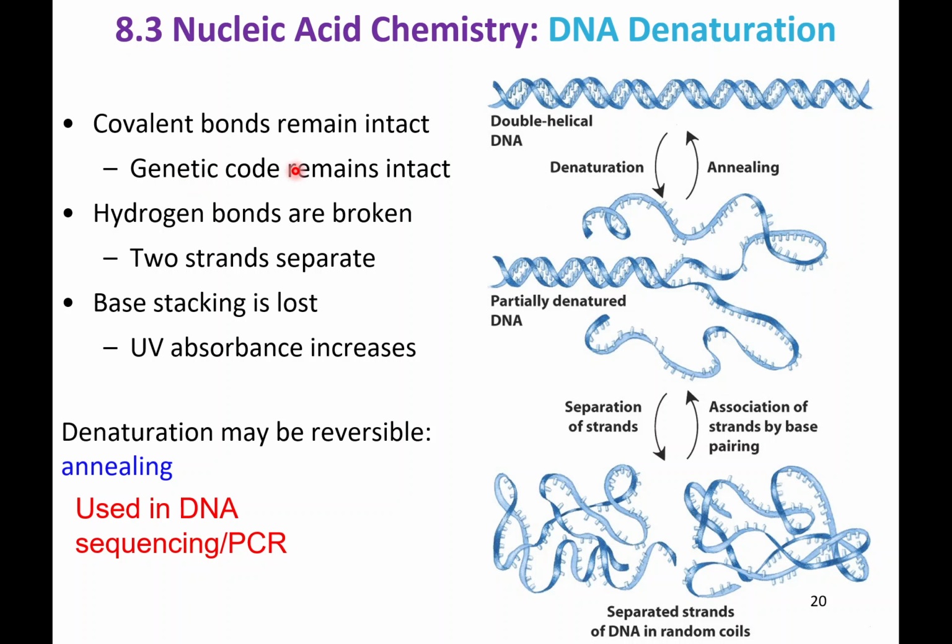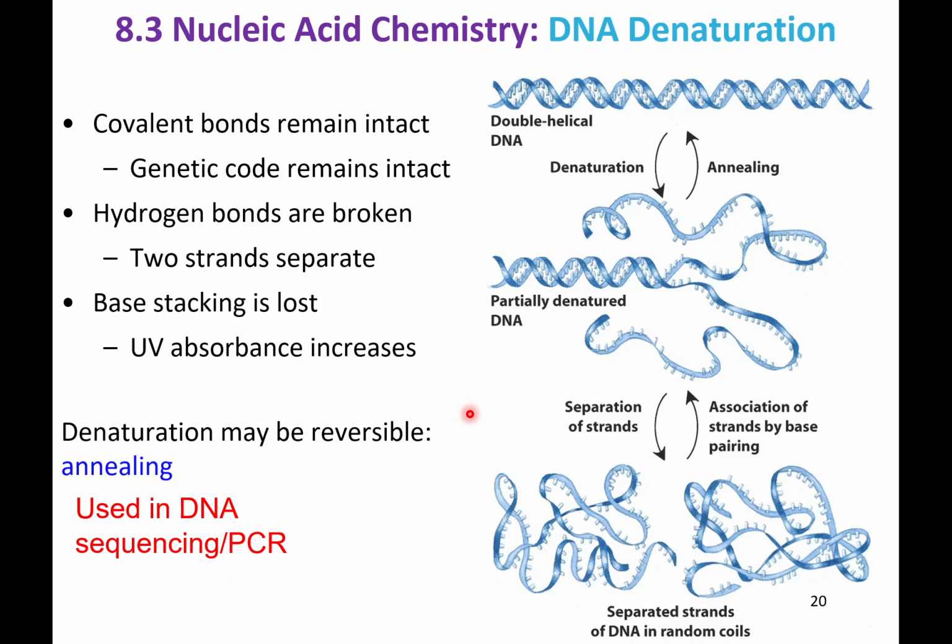molecule remains the same. So the genetic code remains intact. What's being broken are the hydrogen bonds between the two strands, and the strands can separate. When this happens, the UV absorbance increases because the bases, when they're in a double strand like this, are stacked, and that actually lowers the UV absorbance. When they denature, the UV absorbance increases. So that's one way you can measure the denaturation of a DNA strand.